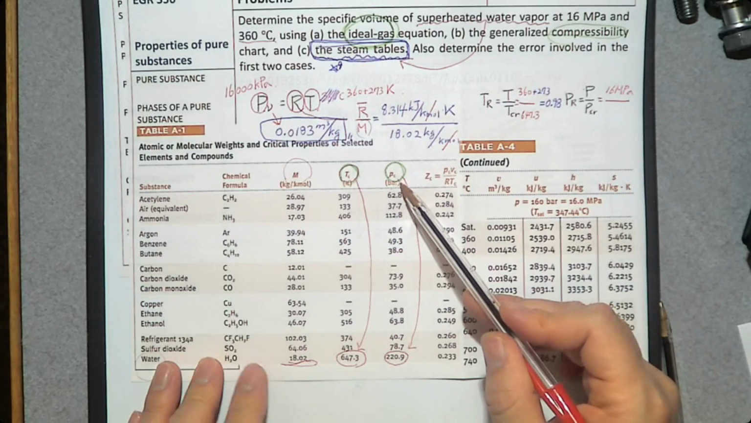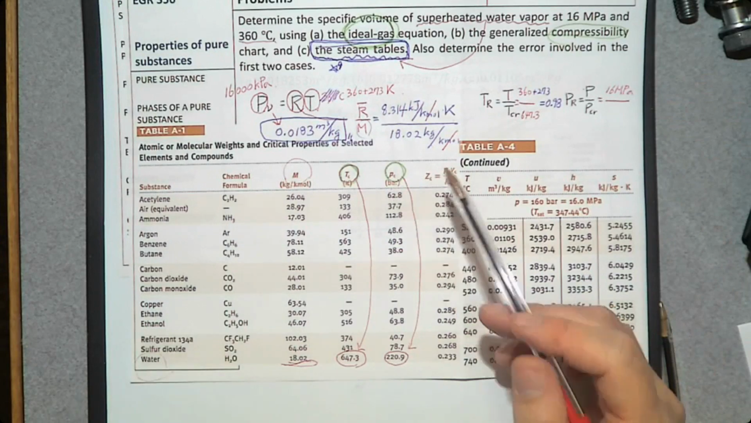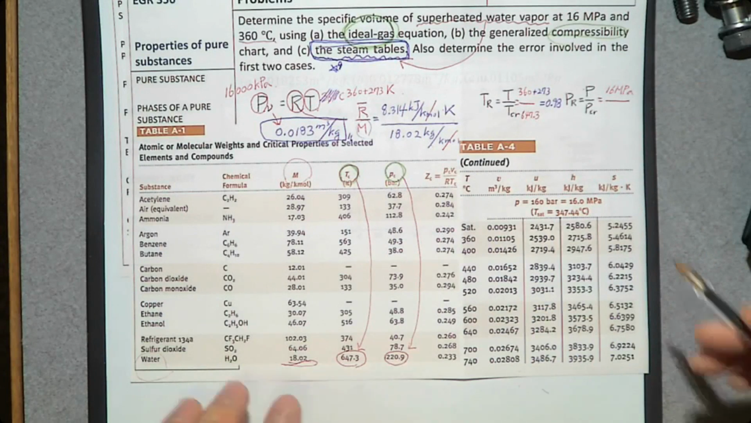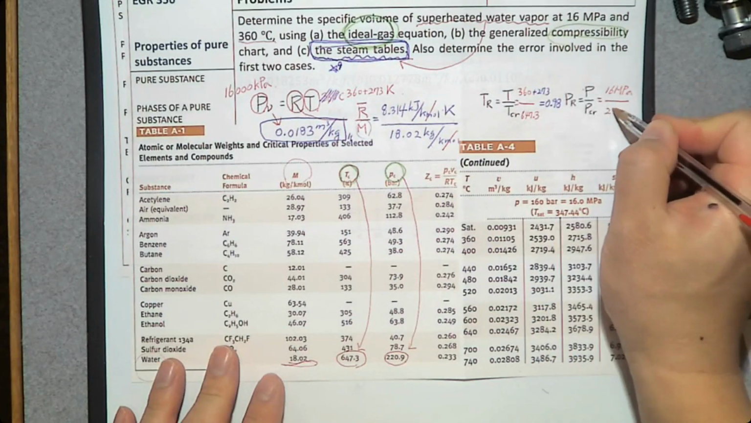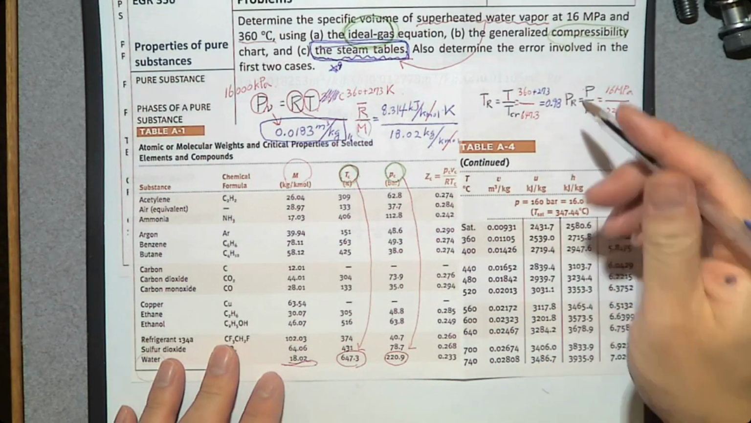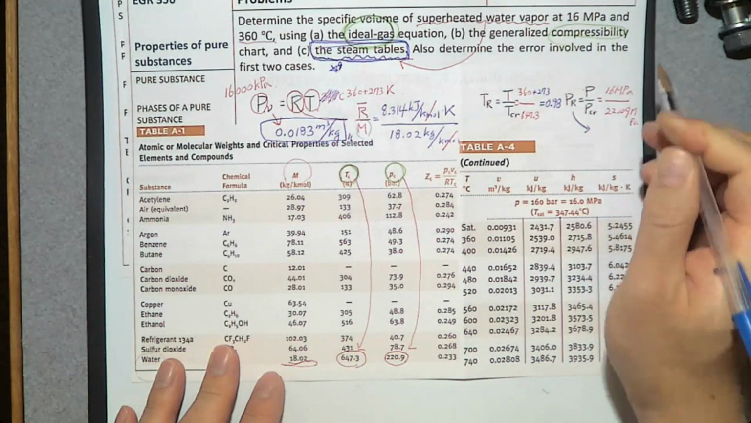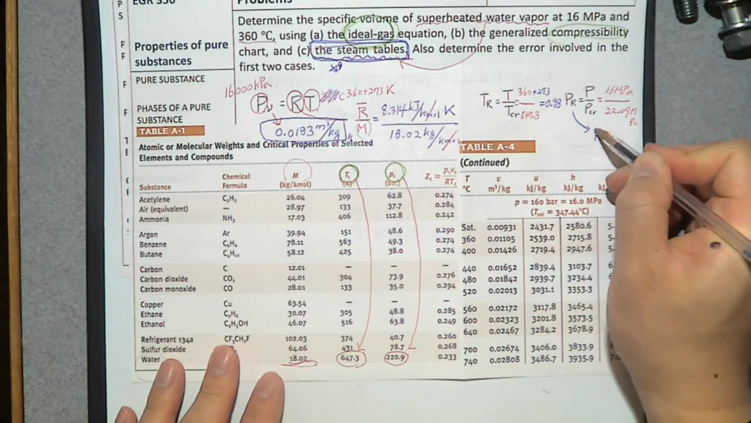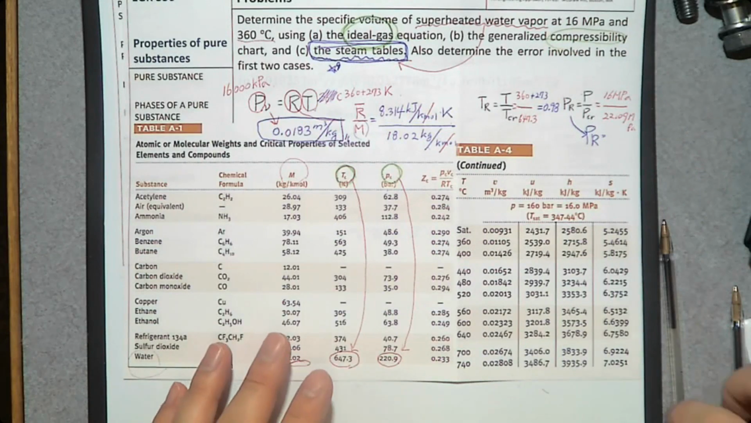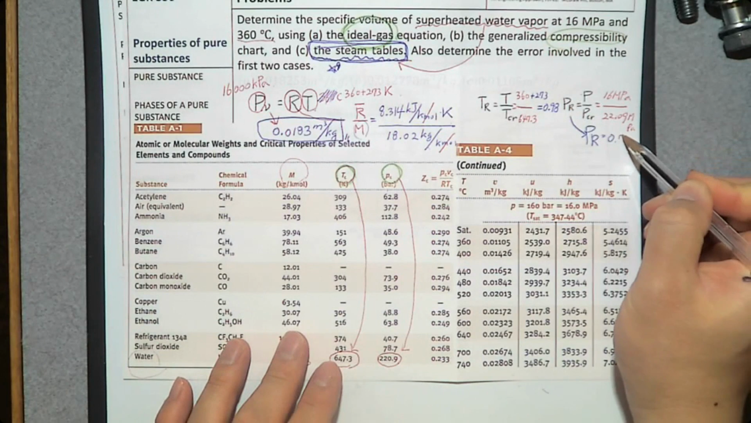It is bar. So 1 bar is 100 kilopascal. In other words, 1 bar is 0.1 megapascal. So 220.9 is going to be 22.09 megapascal. So if you calculate reduced pressure, P_R is going to be 16 divided by 22.09, we get 0.72.